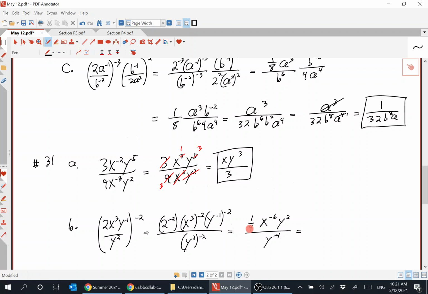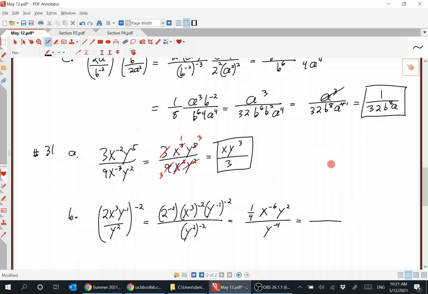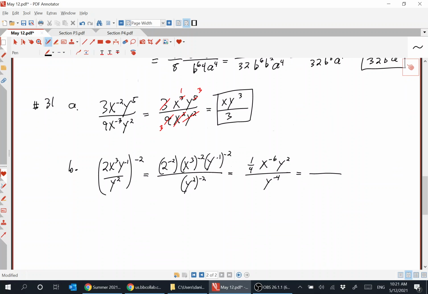The 1/4 on the top, leave the 1 on the top and put... Are you able to slow down a little bit? I'm sorry? Are you able to slow down a little bit? Sure.